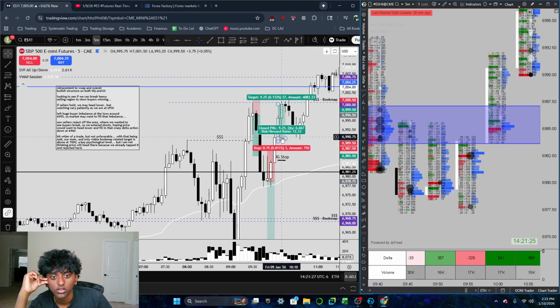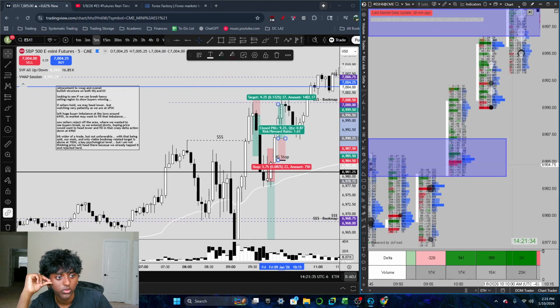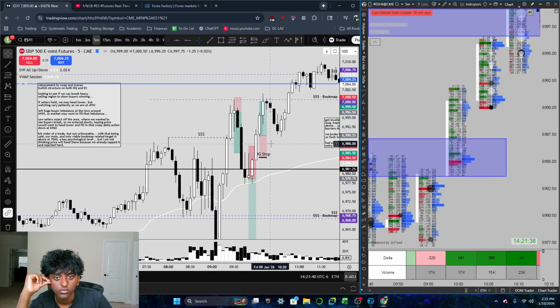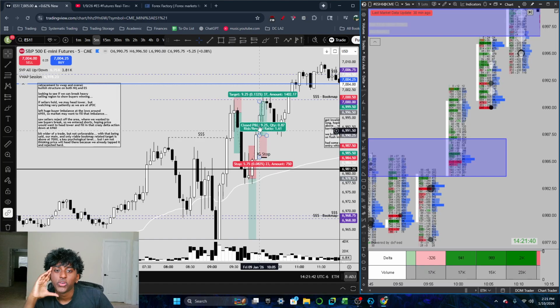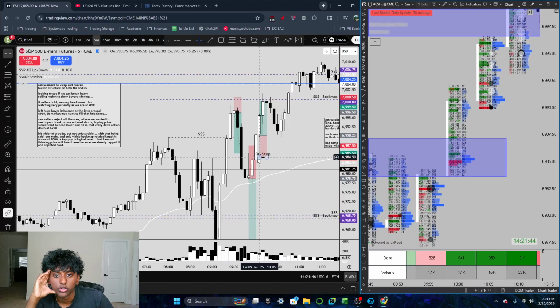So where did we enter? We entered at 990. And our OG stop was there at 84.5. So right under this seller absorption. 1.5 risk to reward trade, pretty solid. We barely went into drawdown there.